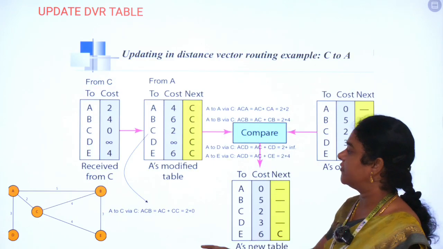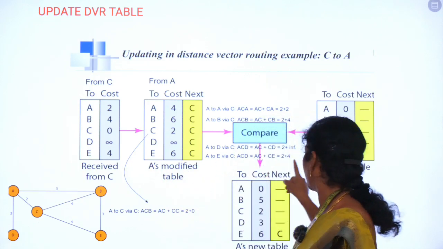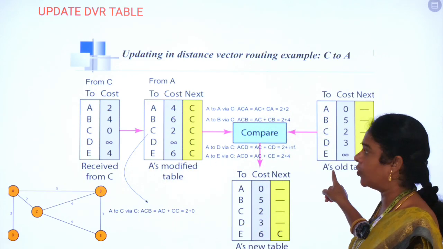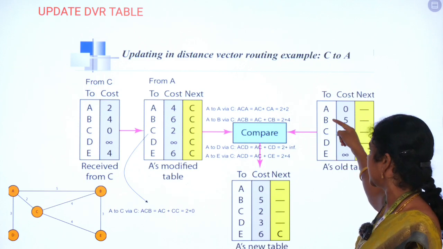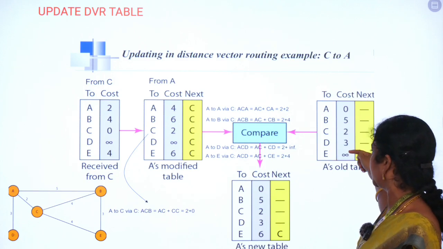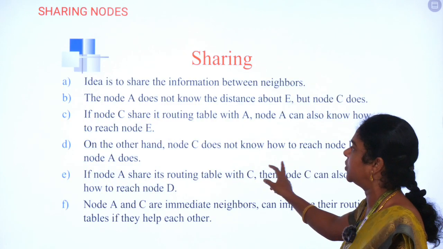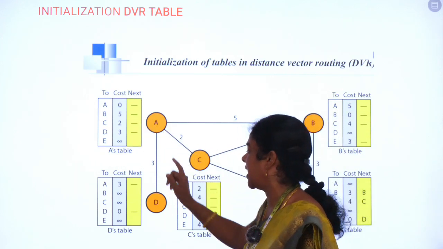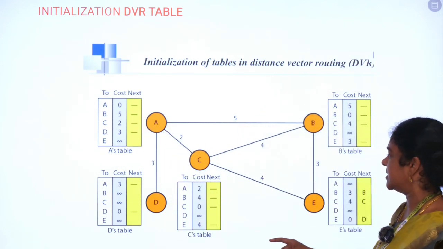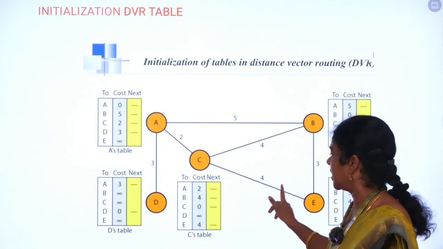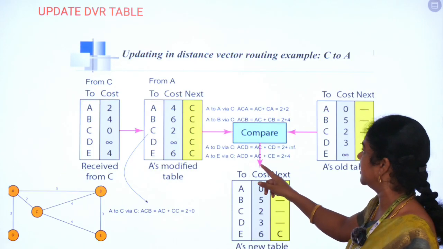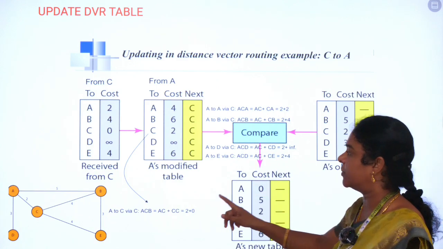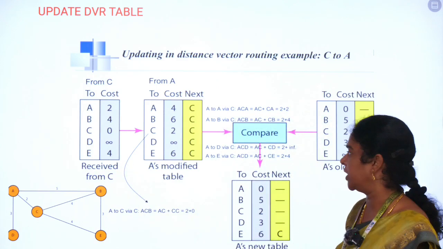First you write the old table of A, and then we share between A and C. The nodes are A, B, C, D, E and the costs are 0, 5, 2, 3, infinity. This is the old table only, already written for node A. The C table is 2, 4, 0, infinity and 4. So this is the A old table, and this is the C old table.